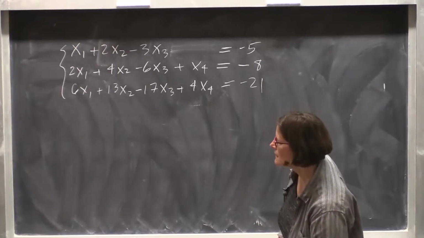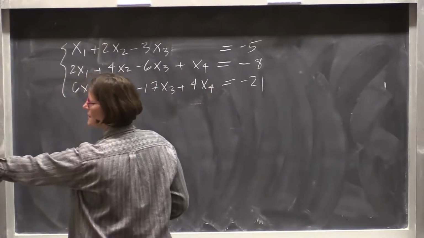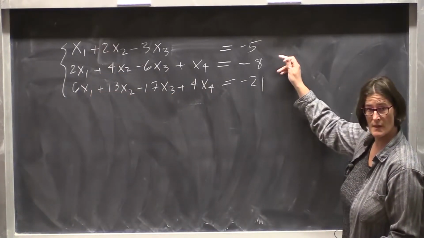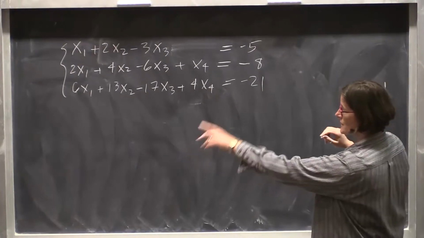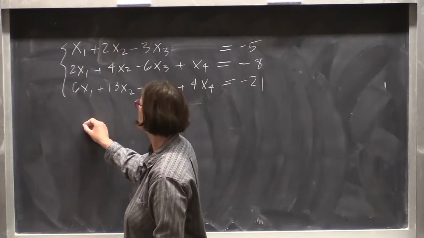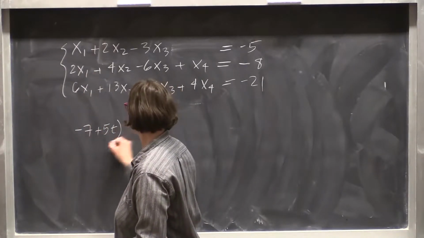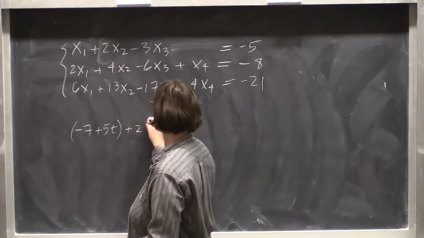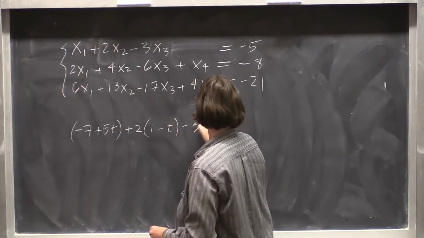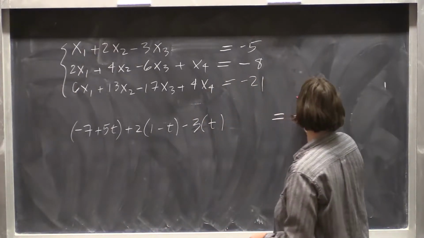And we want to see if we plug this thing in, which just depends on t, whether we satisfy all three of these equations. So I'm going to plug my general solution into my linear system. So the first equation is x1. Well, that's minus 7 plus 5t. Then I have plus 2 times x2. Well, that's 1 minus t. Then I have minus 3 times x3. Well, that's t. And I want to know if that equals minus 5.